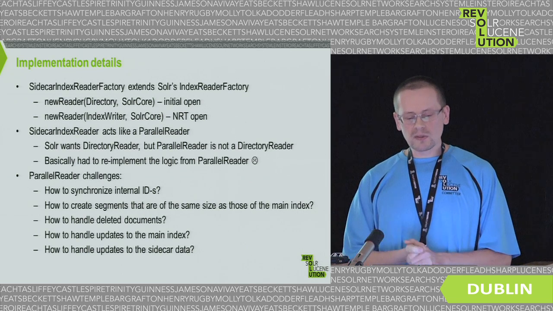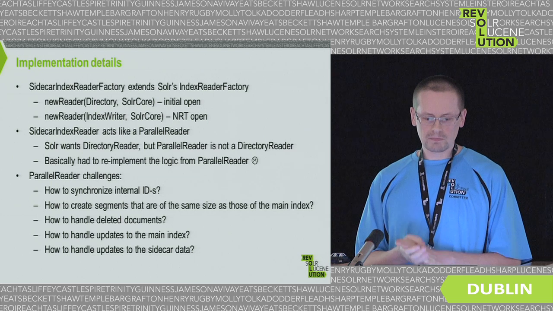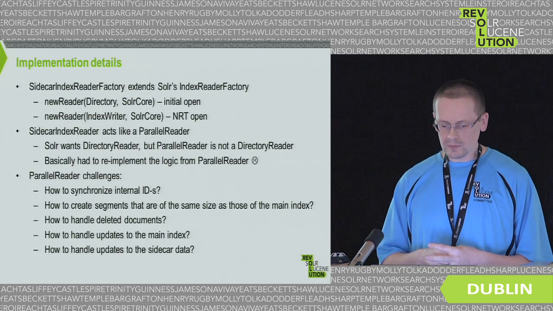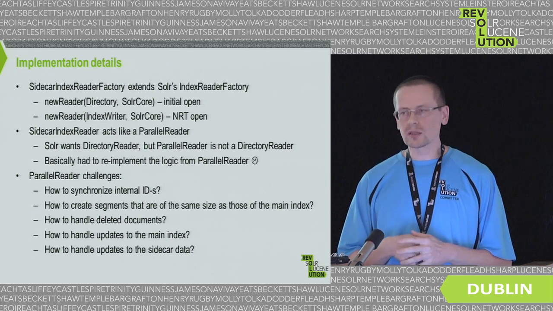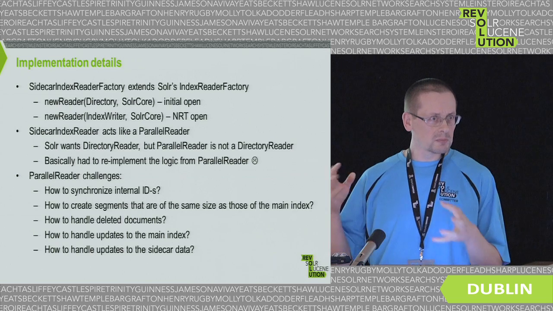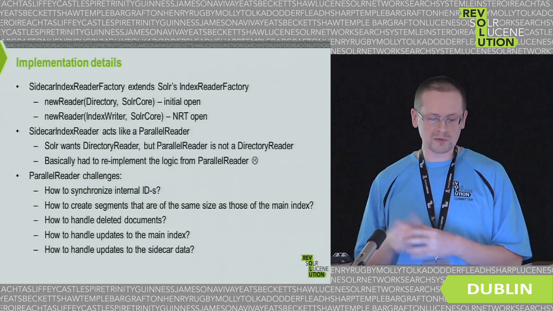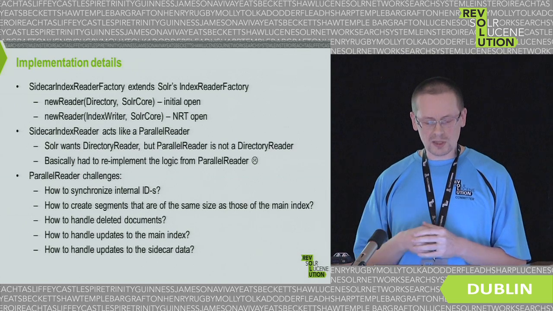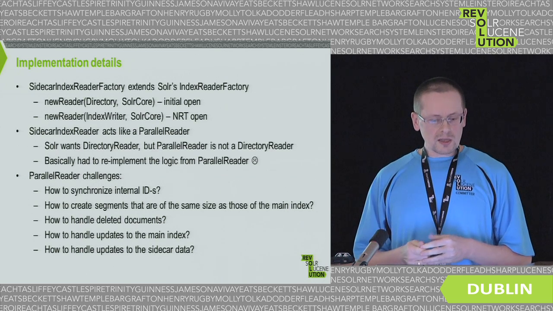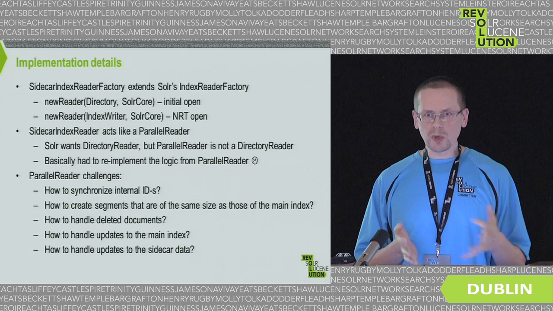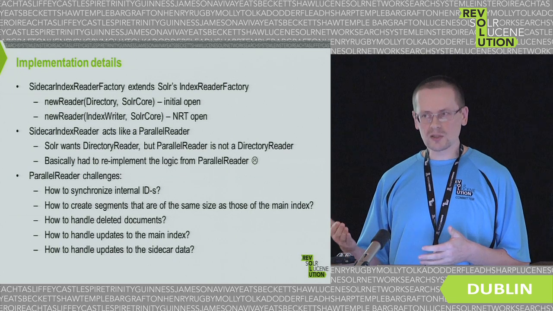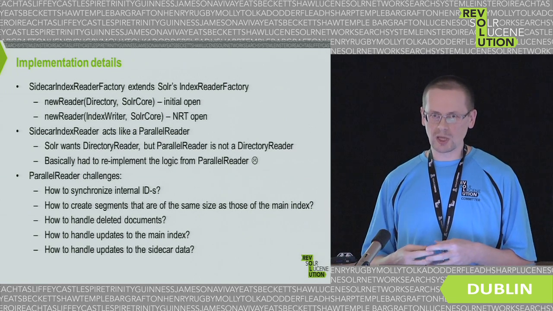On the implementation level, things, of course, become more complicated. As I mentioned, this index reader factory, the sidecar index reader factory implementation, has two methods. One handles the initial opening of the index reader, and the other one uses this internal buffer, or internal snapshots of documents that are not yet committed to disk from the index writer, for near real-time reopens. So this index reader factory has to handle both cases, the initial opening and initial building of this sidecar index, and then it has to react to updates as new documents are being added to the main index.